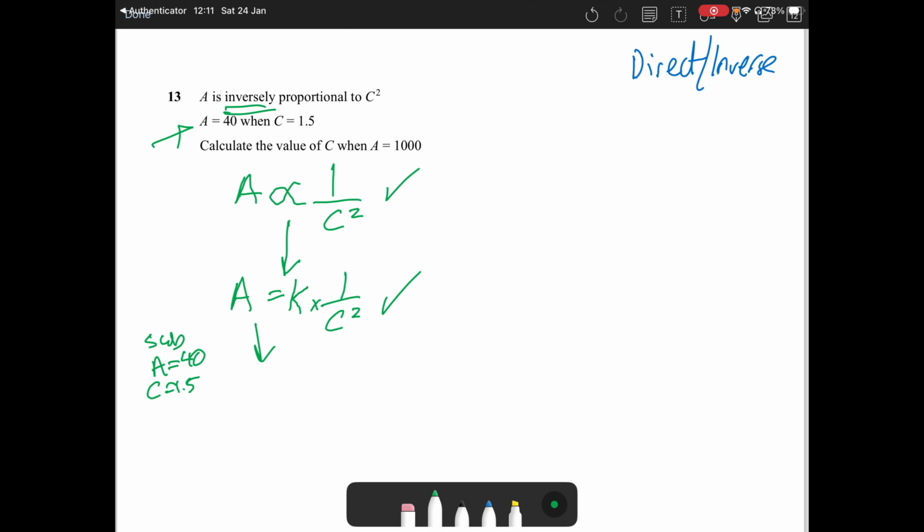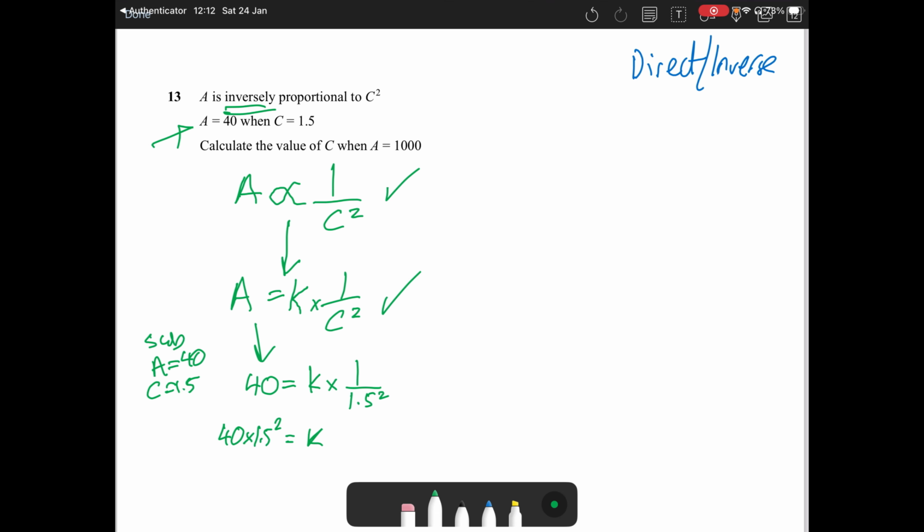So the A is 40. K we still don't know. 1 over 1.5 squared. Okay, cool. Well, look, we can solve this really easily with a calculator. We just times across your 1.5 squared. So to work out K, it's just 40 lots of 1.5 squared. Nice. So get your calculator ready and just type in 40 lots of 1.5 squared. If you do that, you guessed it, more marks are coming your way.